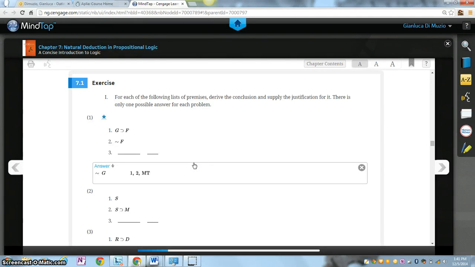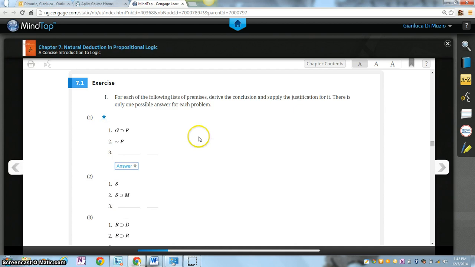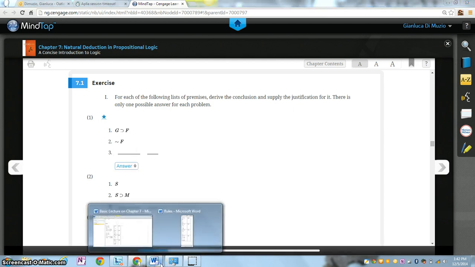Okay, let's look at some exercises now. There are basically three types of exercises in the textbook in section 7.1. In the first type of exercise, you are given a set of premises, basically, or a set of lines, formulae that you have available to you. And the task is to determine what follows from those formulae by one of the rules of chapter 7.